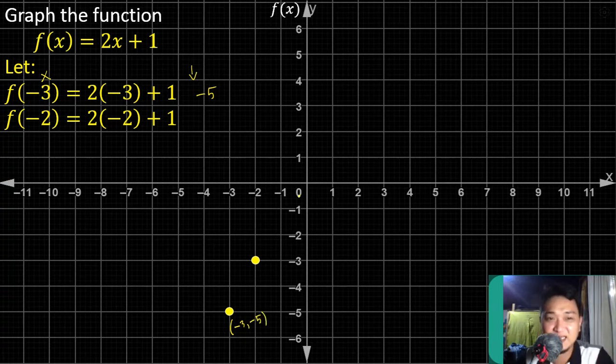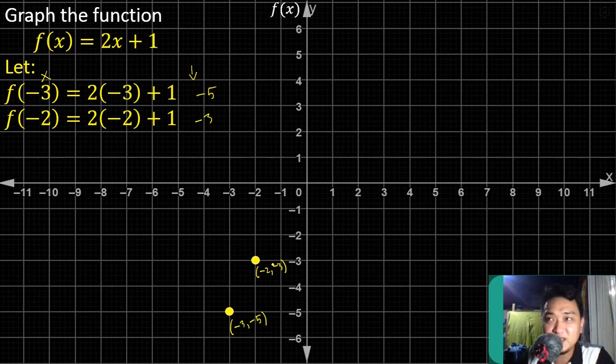Sige. Now, here, negative 4 plus 1, negative 3. So, we have here negative 3. So, the coordinate here will be negative 2 and negative 3. Now, pagka hindi ka pa kontento sa dalawa, kasi kung may dalawang points ka na, all you have to do is to connect those points, diba? Tapos meron ka ng linear graph.